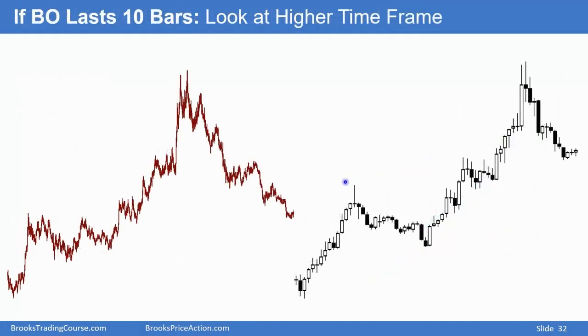I think this is pretty interesting. Look at this chart. It's the same as this chart, but the time frame is different.